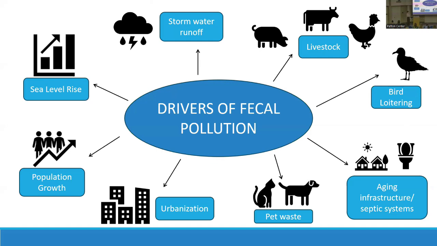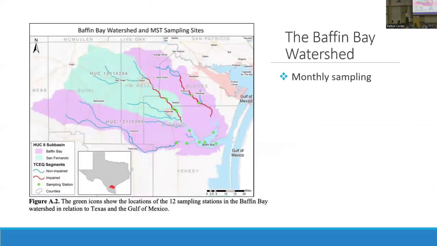So this is where my experiment comes in. We did monthly water sampling in the watershed. So right here, these little green dots, those are all my sites. There's 6 in the bay.